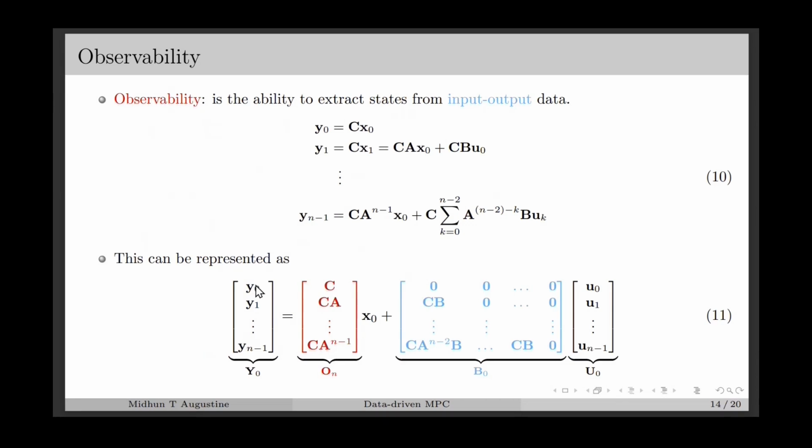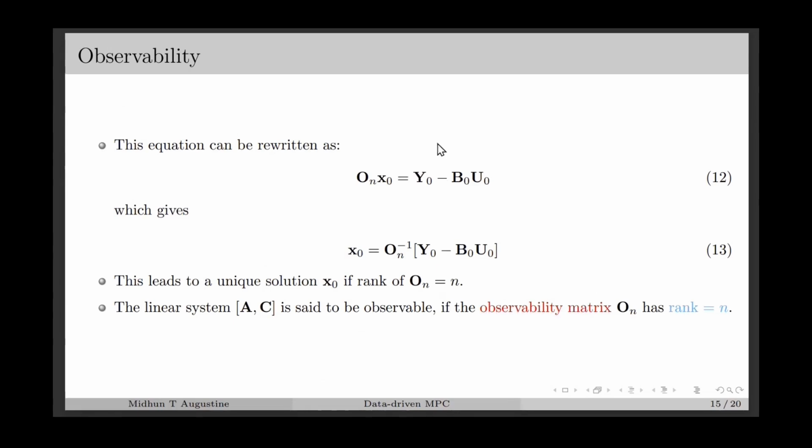Here we can prove that the system is observable if we can find this x0 from the input and output data of length n. Now from this equation, we have On x0 equal to y0 minus B0 u0, which we can write as in equation 12. Similar to the controllability case, we can find a unique solution to this equation if the observability matrix is of rank n.